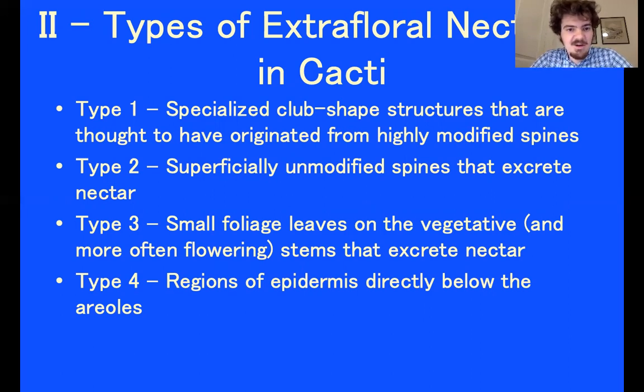Type 3 nectaries are the small foliage leaves, like I showed in the picture of the cactus bud, that secrete nectar from those leaves. Type 4 nectaries are regions of epidermis directly below the areoles where nectar comes from. These are the most simple type of nectaries. It's just a patch of epidermis that oozes nectar.